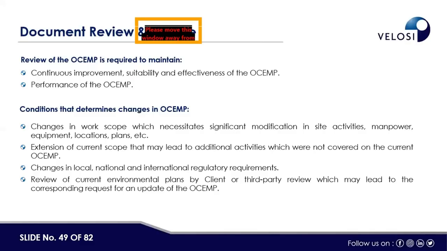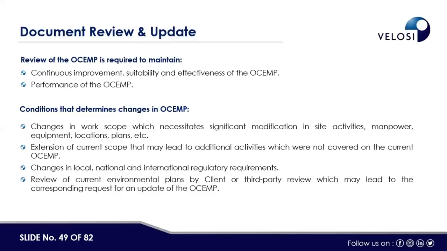Changes in the work scope which necessitate a significant modification in site activities. If there is any modification in the project activities or the project schedule, then we have to update or review the OCMP or the EMP. Extension of the current scope: if there is any change or extension of the scope, then we have to review or update the OCMP or the EMP.